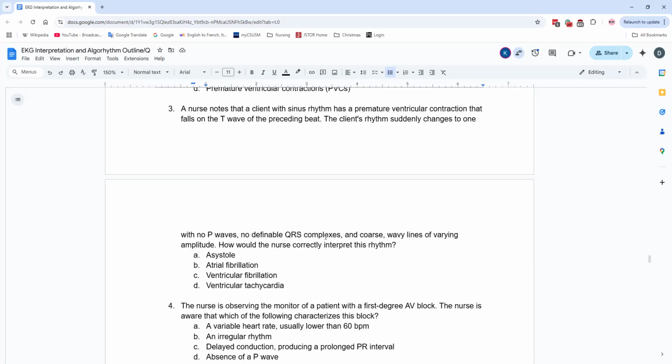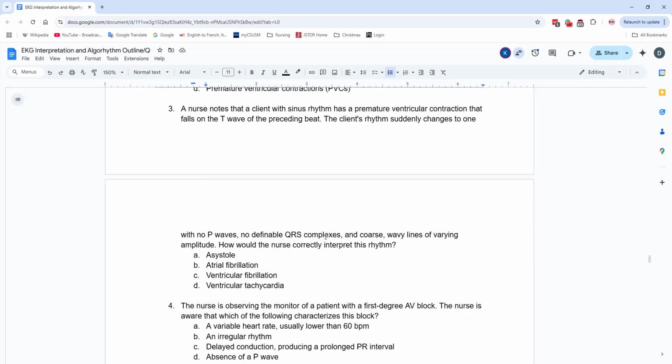Okay, yeah. So this is C, our ventricular fibrillation. We see that there's no P wave, so I have no atrial contraction, no QRS, so there's no ventricular contraction. Instead, I have these coarse, wavy lines. So it's basically just attempting to have a full contraction, but it's not doing a good job.